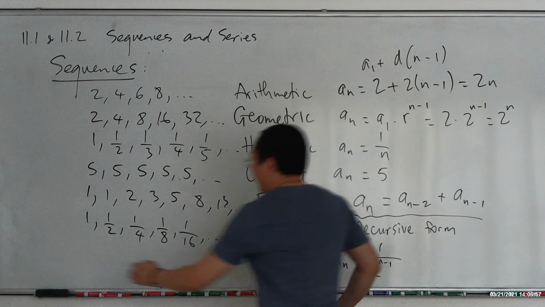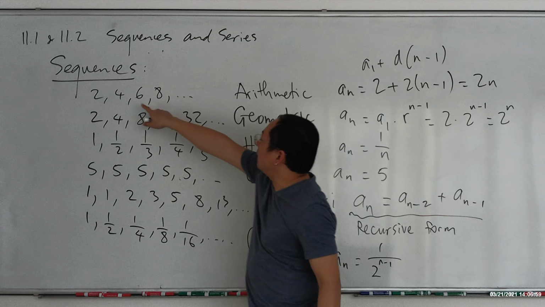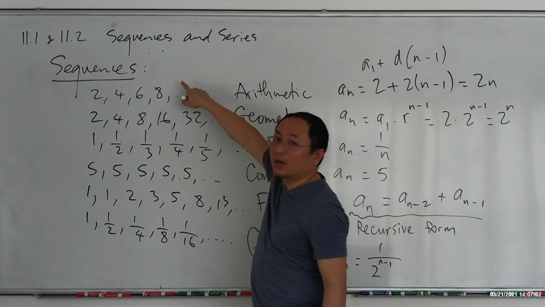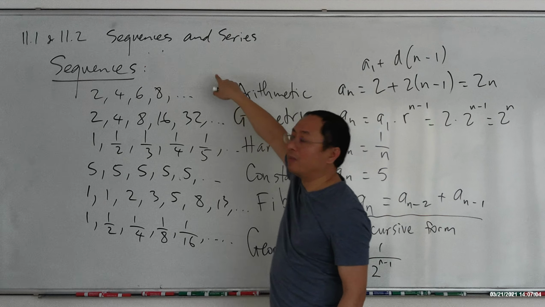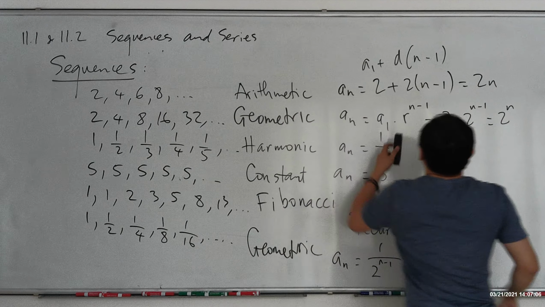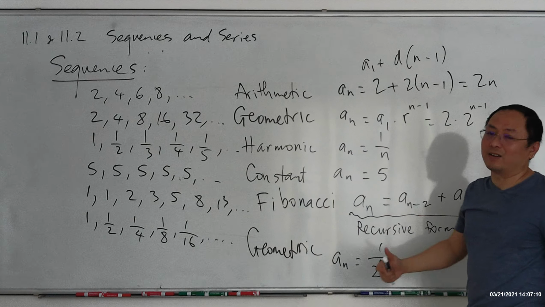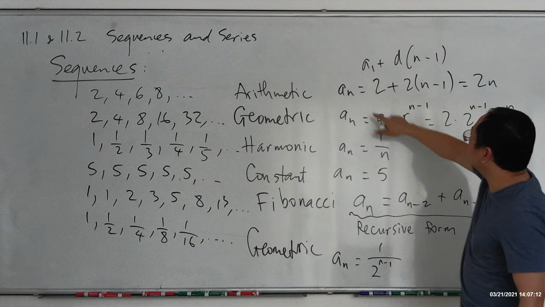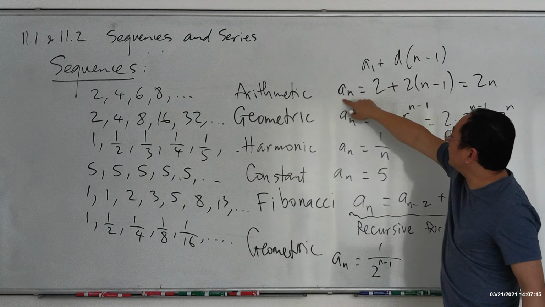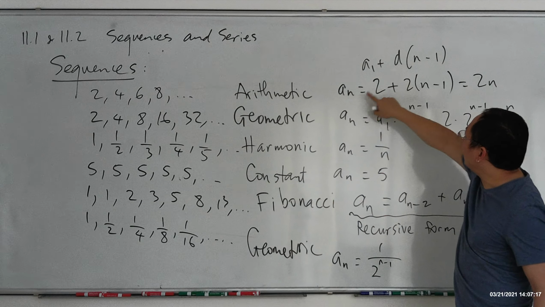Say for the first sequence right here: 2, 4, 6, 8, 10, 12. You see the terms getting bigger, right? So if n goes to infinity, what happens? Now it's calculus, so I can talk about limits. In other words, you're interested in taking the limit of the general term a_n when n goes to infinity.